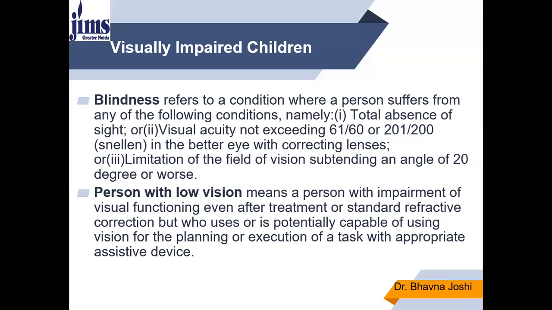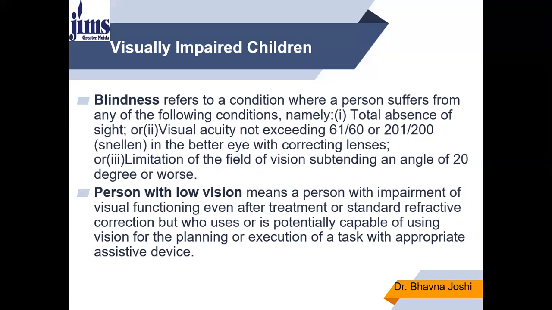This category is divided into two basic parts. A visually impaired child can be totally blind, that is blindness. A totally blind person is one who has no vision. There is no perception of the objects which are seen. They learn with the help of braille.